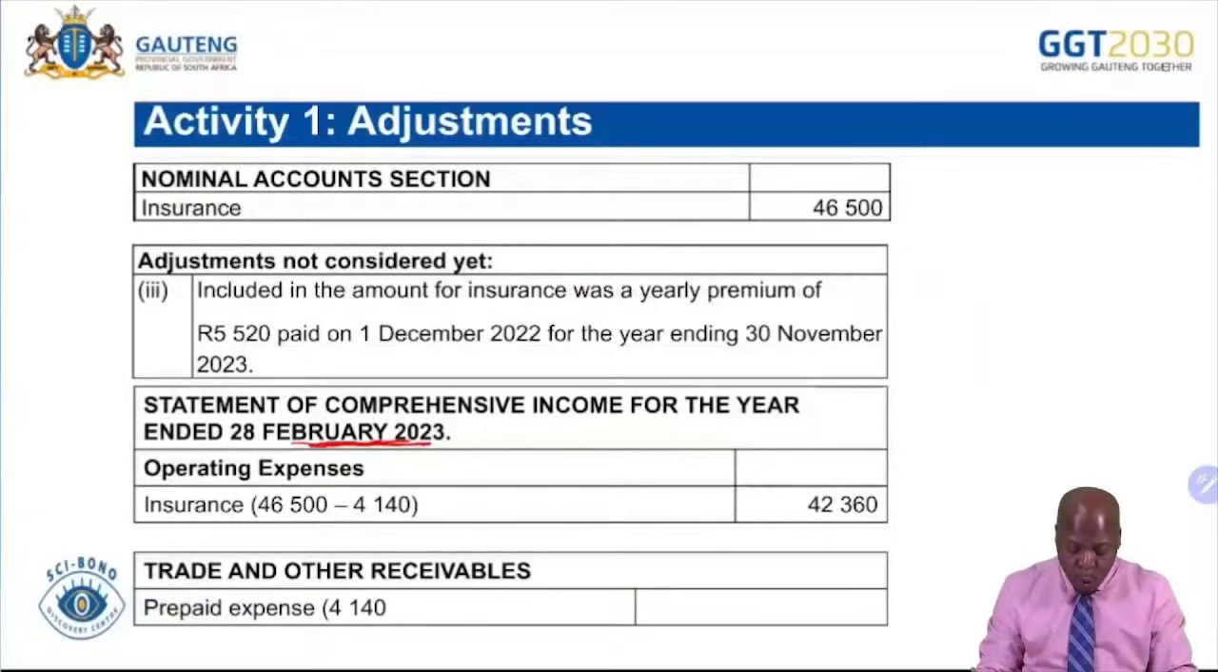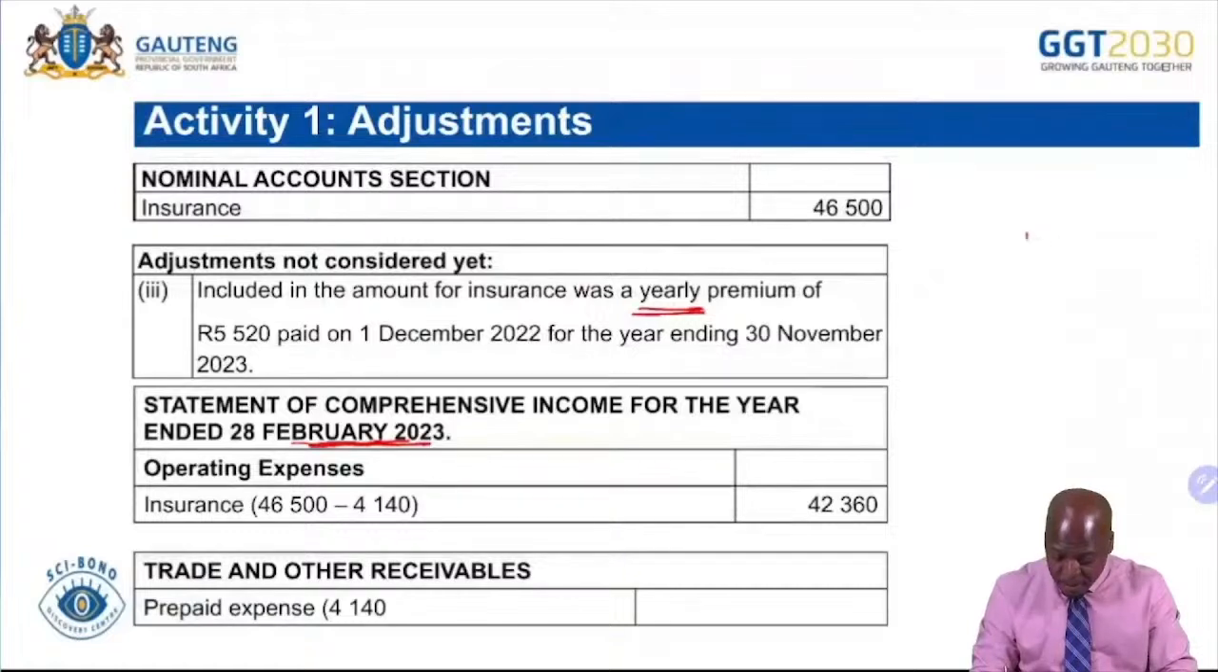And then we are told that there is an amount, a yearly premium. In other papers, they don't say yearly, they will say annual. It means one and the same thing. All right. So we now need to have a timeline. Let's do this together. The financial year is ending in February. That means if it ends in Feb, it began in March.